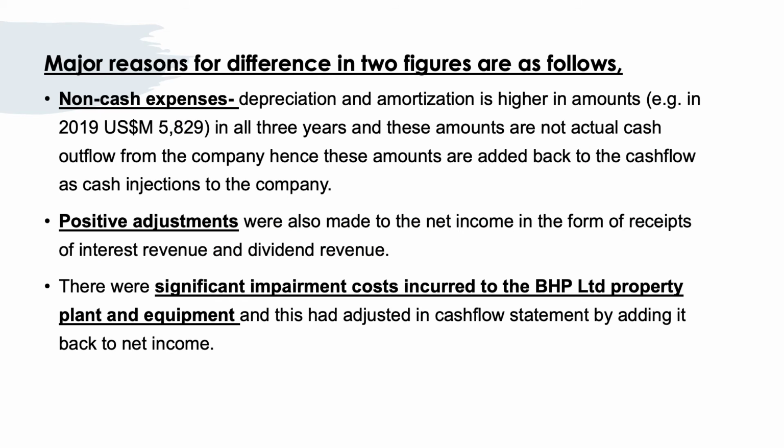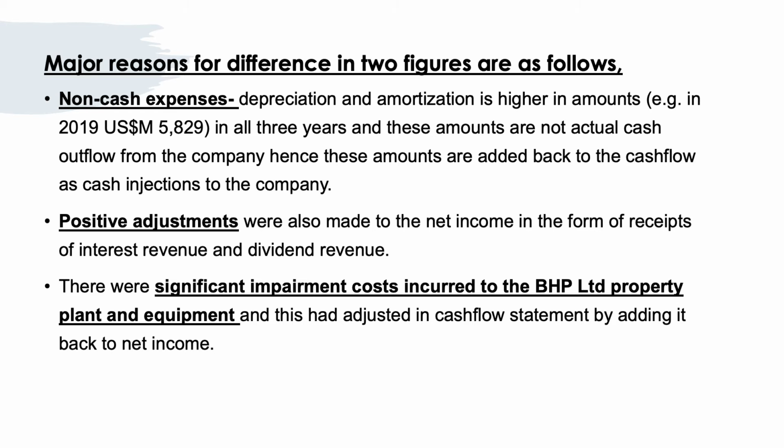The major reason for the difference is that non-cash expenses like depreciation and amortization are higher amounts in all 3 years, and these amounts are not actual cash outflows from the company. Hence, these amounts are added back in the cash flow as a cash injection to the company. The other reason is positive adjustments made to the net income in the form of receipts of interest revenue and dividend revenue.